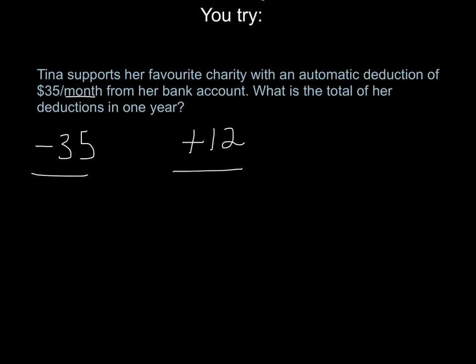Because we're looking to see how much she's going to lose, we're dealing with multiplication because it's going to be 35 per month and we're going times 12 months. Now we've got our equation. Now all we have to do is follow the sign rules.